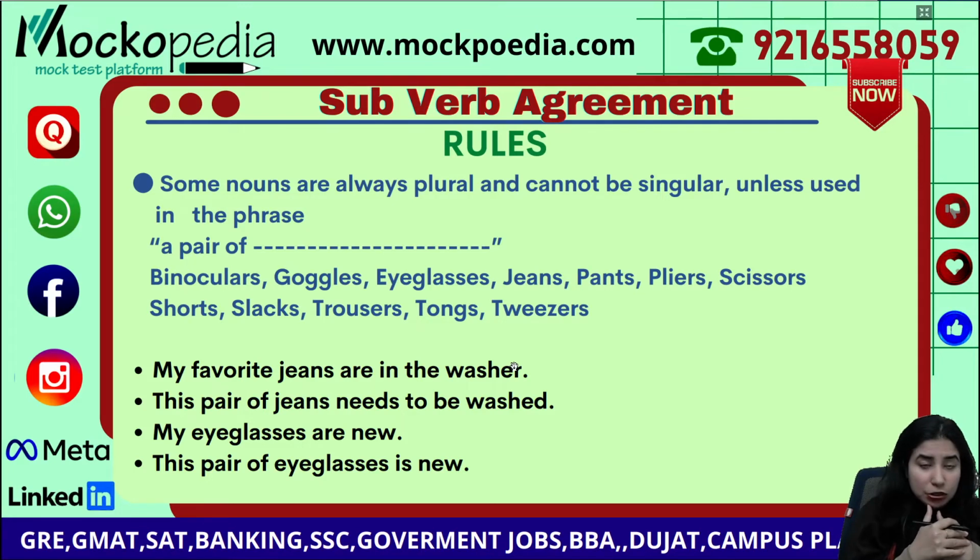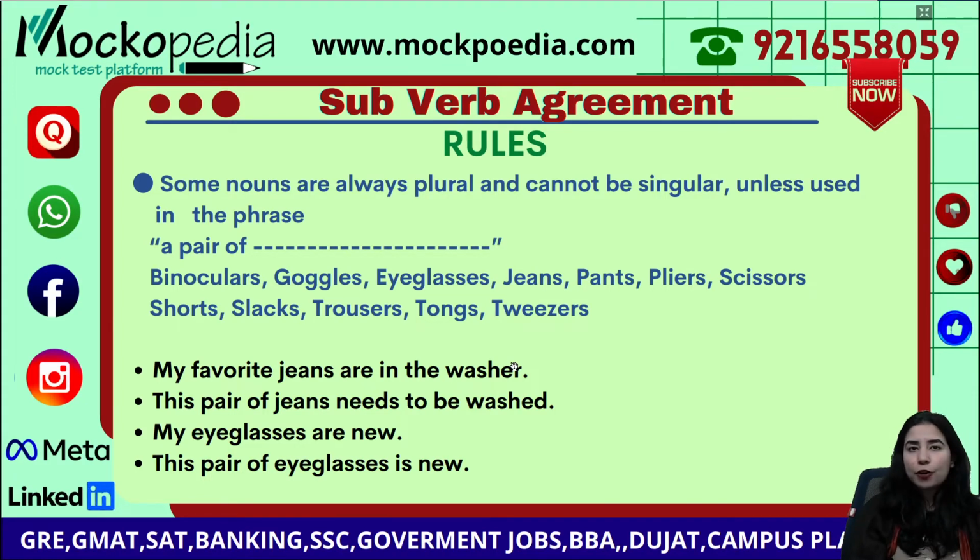So why did we do this? Because before jeans, we have added this pair. So pair means one set, right? So now there's one pair of jeans, right? So pair is one, but jeans is a plural term. So this pair of jeans needs to be washed. So if you're putting a phrase like pair before it, then the verb goes singular.